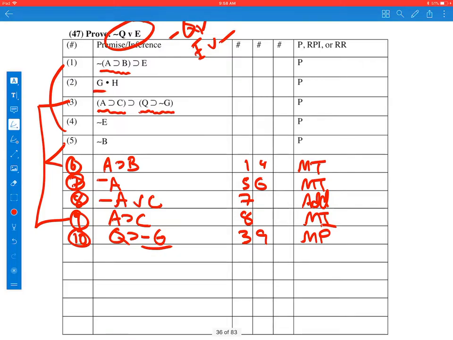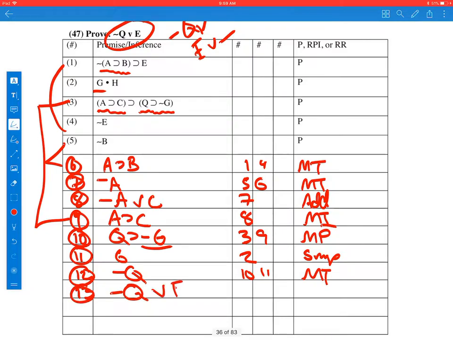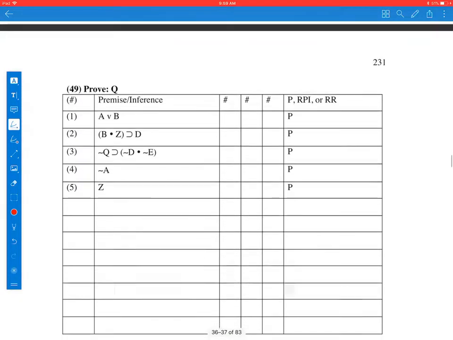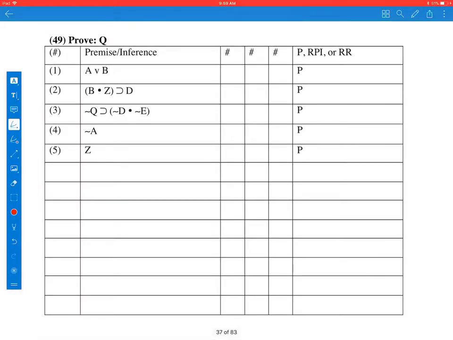I remember I wanted a not Q, so now I need a G, and I have a G handy in line 2. Let's get it. G from 2, simplification. And now I can do a modus tollens, get not Q, from 10 and 11, modus tollens, and then finally, or E from 12 by addition. Okay, might be other ways to do this problem. That's the first way that occurred to me. Let's move on.